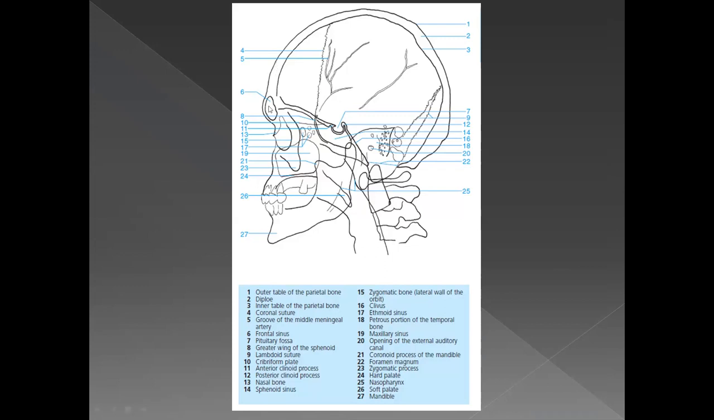All right, so number 6 here is your frontal sinus, here is your maxillary sinus, here is your sphenoid sinus, and these few circles that you're able to see above the maxillary sinus are your ethmoid sinuses in here.